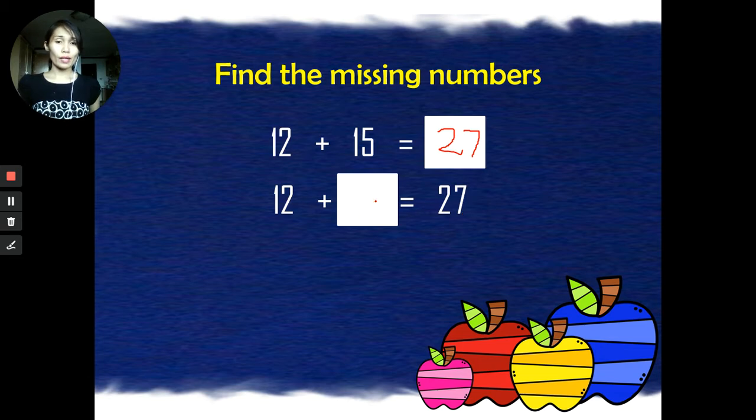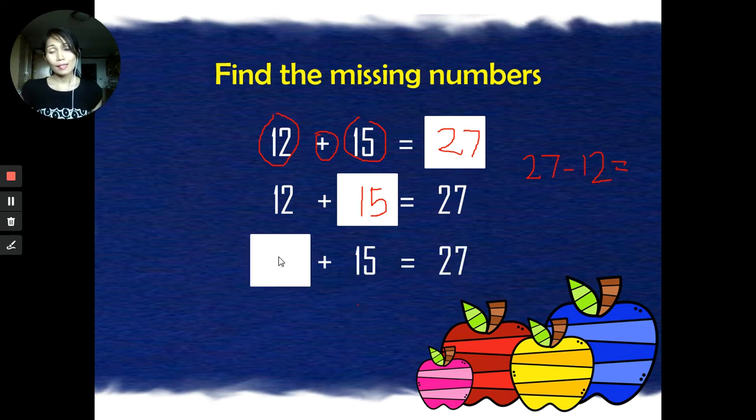How are you going to find the answer here? As I've said, if you're looking for an addend, both of these numbers over here, they are addends. This is for addition. If you're looking for an addend, you minus 27 minus 12. You get the answer? That's 15. Okay, you see? They're the same. So let's try another one.